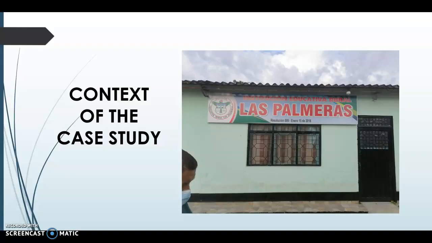First, my case study was in Las Palmeras. This is a small town located in Valle del Guamués, Putumayo. There is a rural school called Las Palmeras 2. This community has primary and secondary level. The population is between 5 and 18 years old.